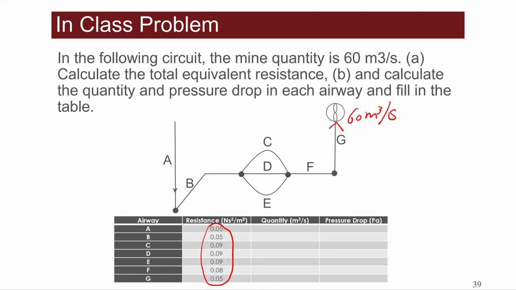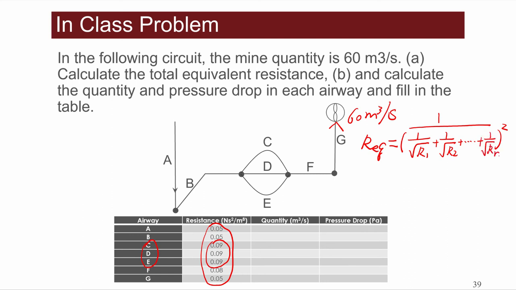Here, as you notice, airways C, D, and E have the same resistance and they are in parallel. If they are in parallel, we can use the equation to calculate the equivalent resistance. So the equivalent resistance for airways in parallel is REQ equals the square of 1 divided by, 1 divided by the square root of R1 plus 1 divided by the square root of R2 plus, well, you may have more airways, 1 divided by the square root of Rn.